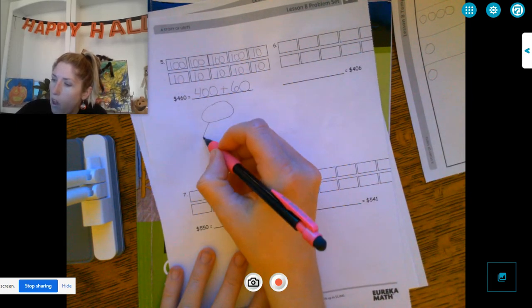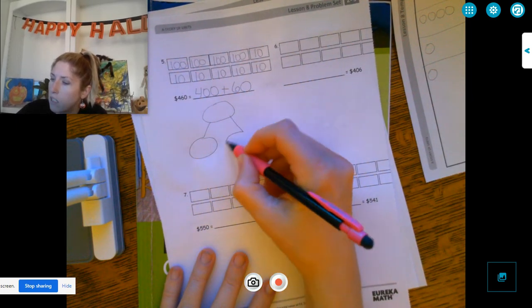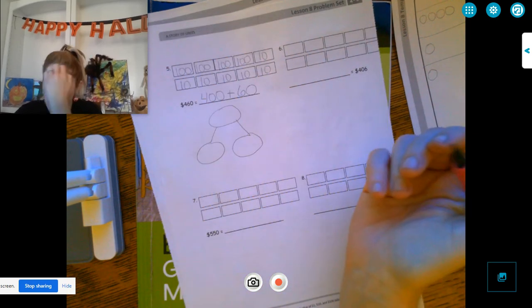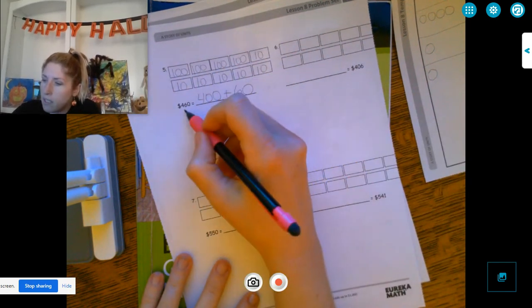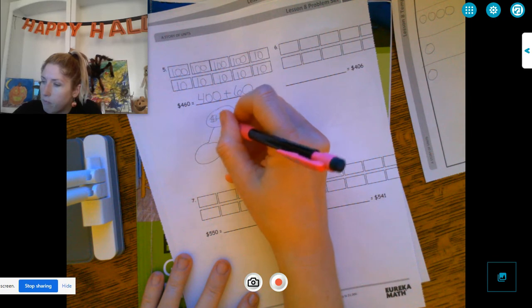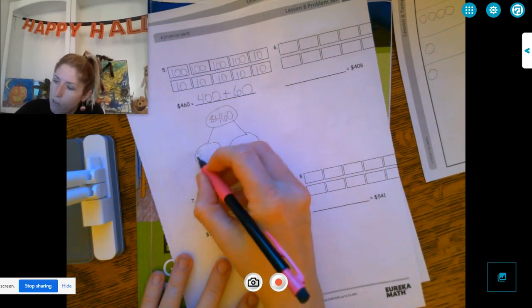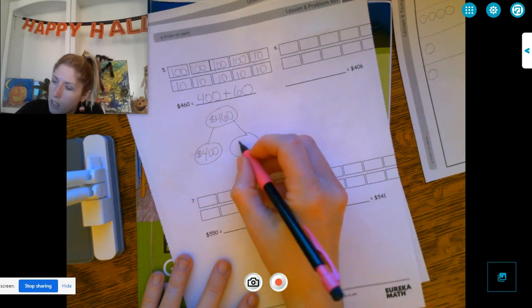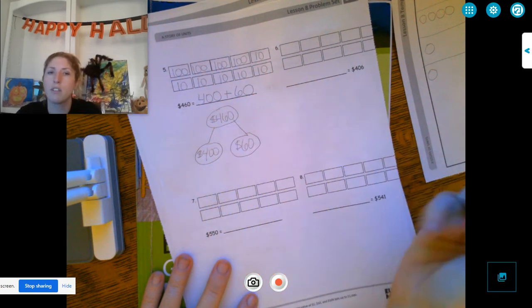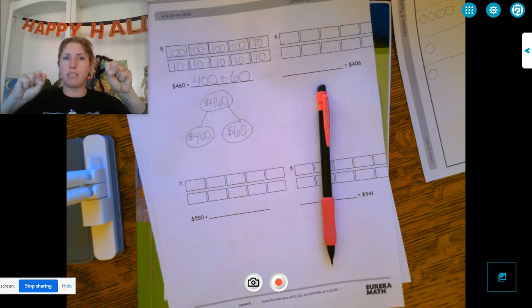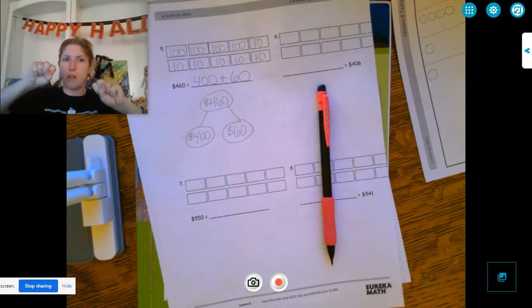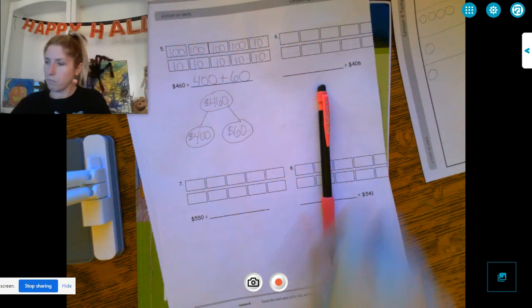All right, and let's get our number bond. We're going to have a whole and just 2 parts for this one because we don't need to put the 0 as the other part. Our whole is this number, 460. And our parts are $400 and $60. And 400 plus 60 equals 460. Part plus part equals whole.